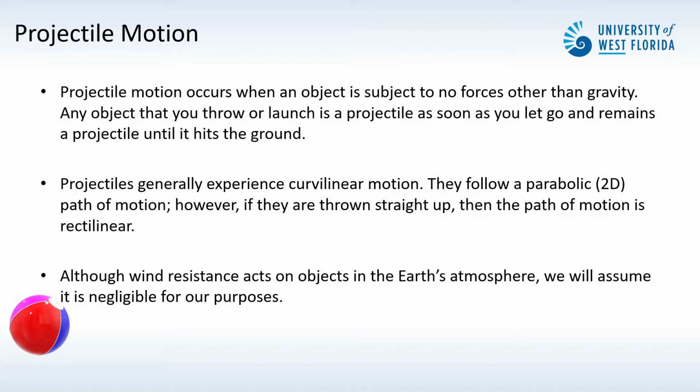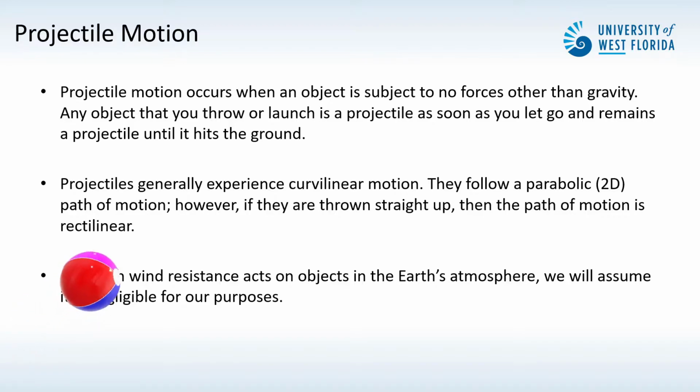Projectile motion occurs when an object is subject to no forces other than gravity. Any object that you throw or launch is a projectile as soon as you let it go, and it remains a projectile until it hits the ground. For rockets, the rocket becomes a projectile the moment it runs out of fuel and the thrust force goes to zero.